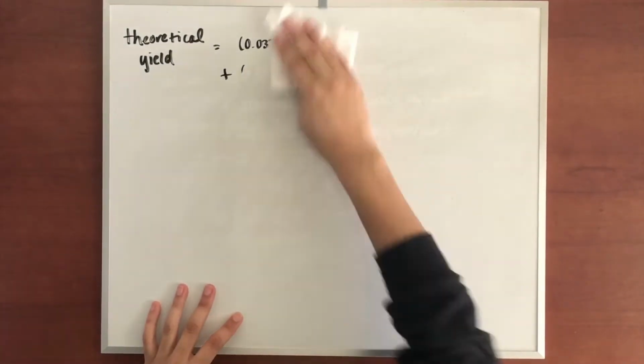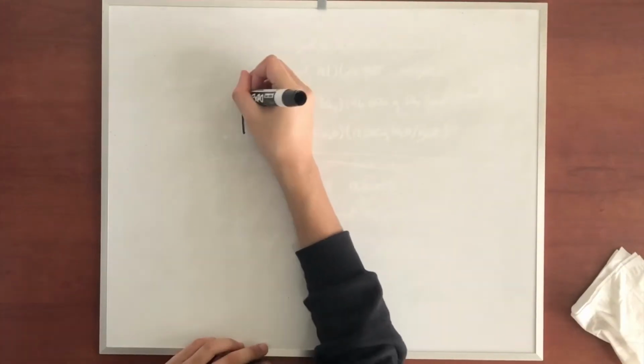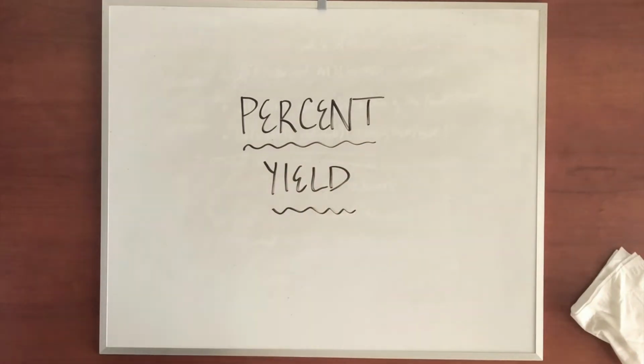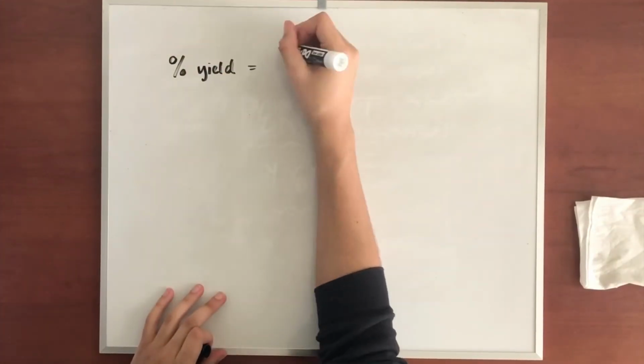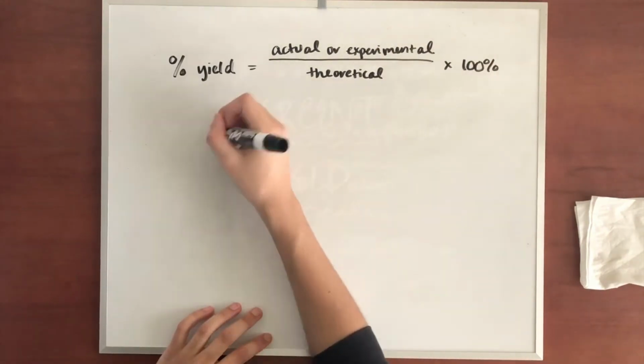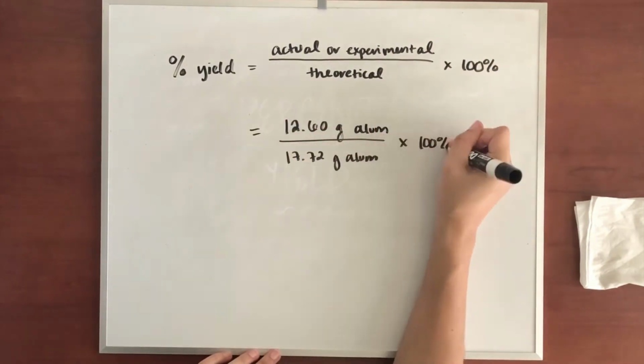We can then see how successful we were in making this 17.72 grams by calculating the percent yield, which is equal to the actual amount we measured divided by the ideal amount that we just calculated. This ended up being 71.11%.